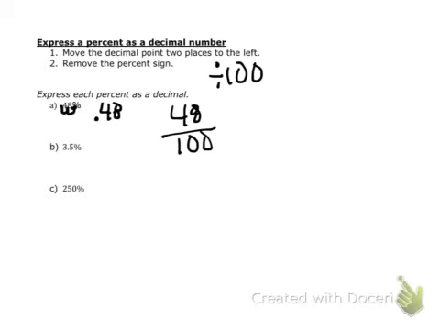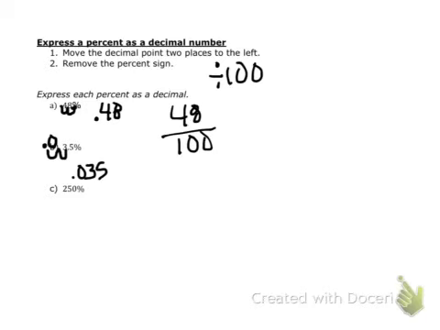Then 3.5%, so starting at the decimal place, go 1, 2, move the decimal place. Notice how I have this open area right behind the decimal place? That's now going to become a 0. So it's going to be 0.035, dropping that percent sign. Or divide by 100. Again, either way is completely fine.